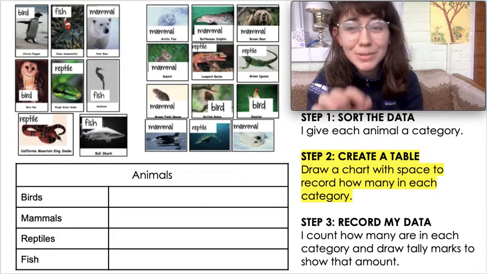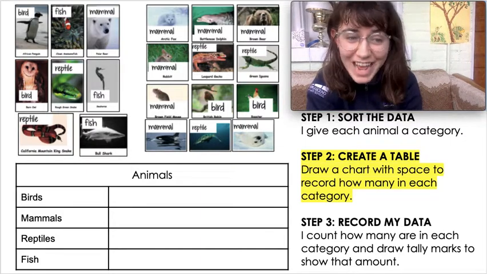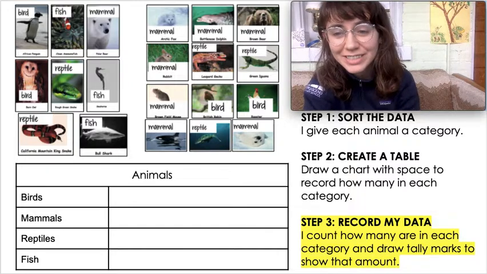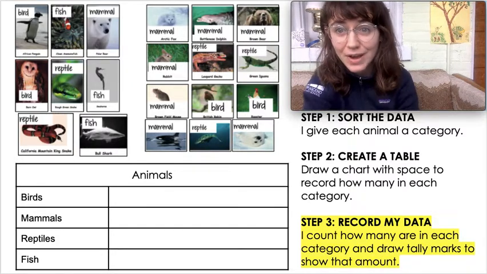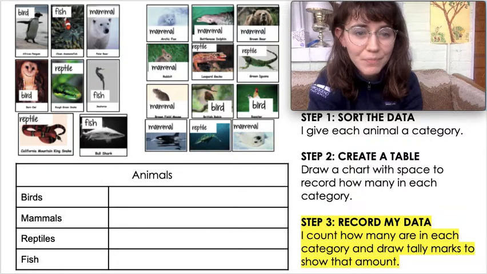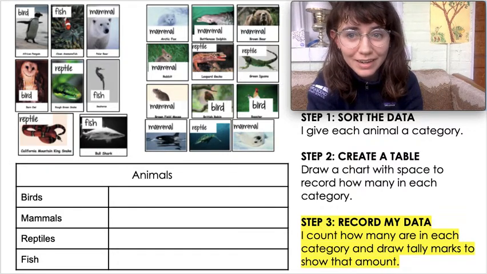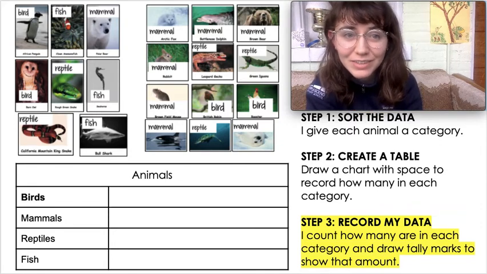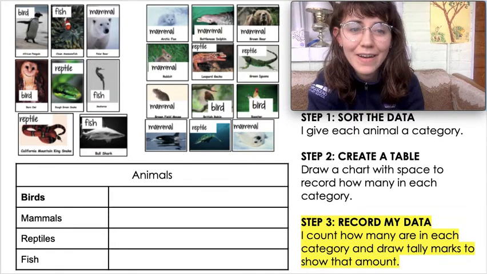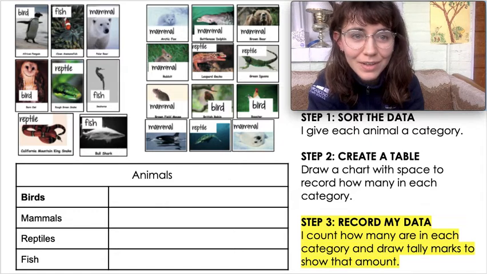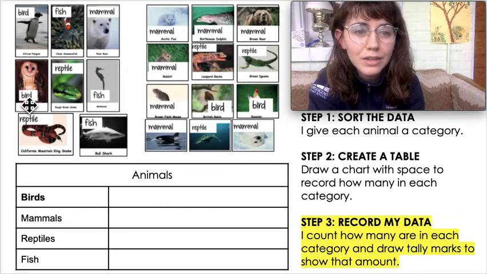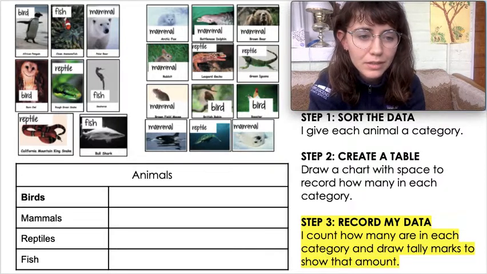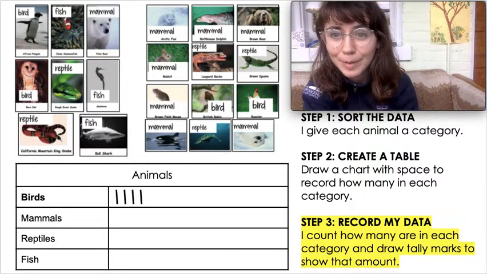Now's the most fun part. What I get to do now is record my data. I can count how many are in each category, and then I'll draw tally marks to show that amount. I know it's a little small here, but I want you to count with me. We're going to start off with birds. Look really closely, and we're going to count how many birds we have. I see 1 bird, 2 birds, 3, 4. So I would draw 4 tally marks for my birds.